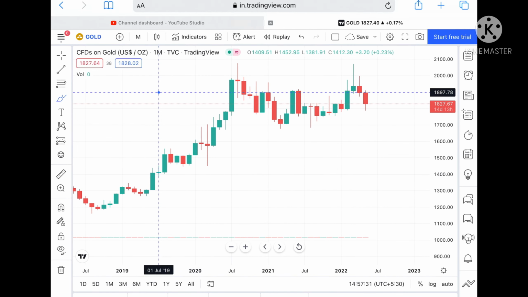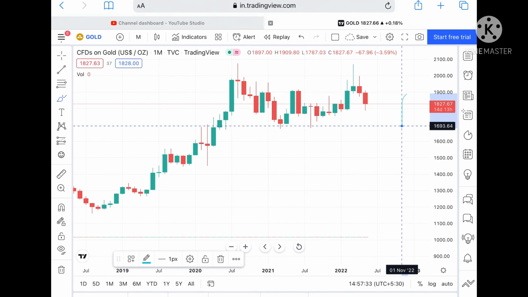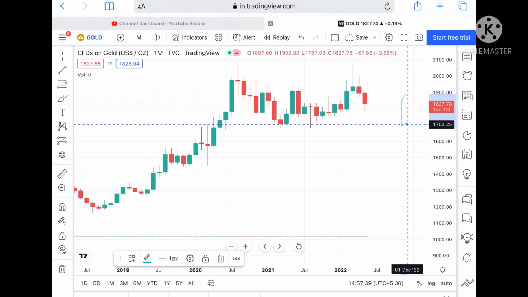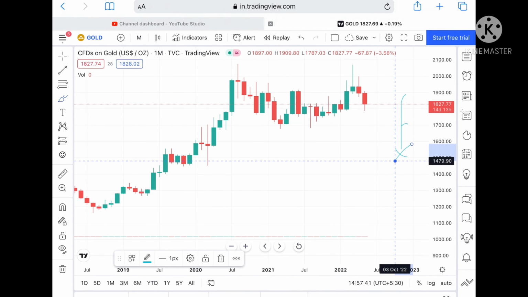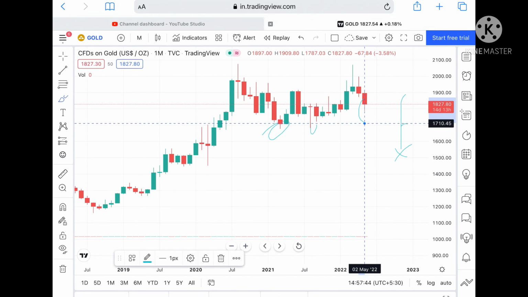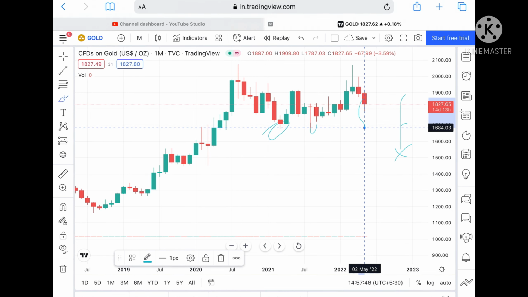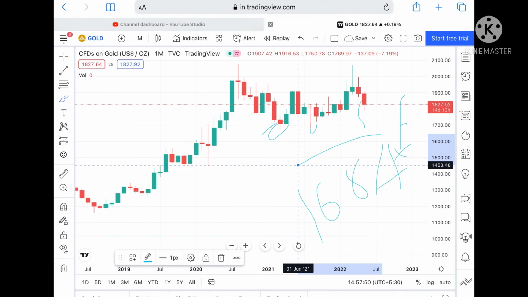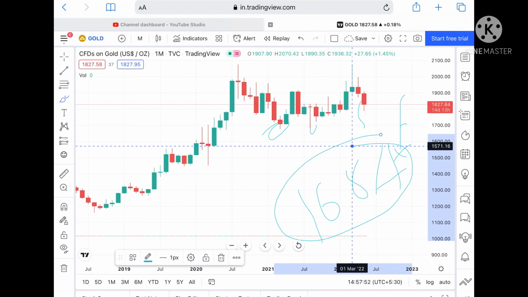Now if that level also doesn't sustain, then we can see it can move further down. If it goes below a level of 1722, we can see further downside towards a level of 1703 and then further down. This level is already being tested here, so the probability will be high. If it goes below a level of 1700, then we can see a level of 1684 also. Any doubt regarding this, you can mail me.